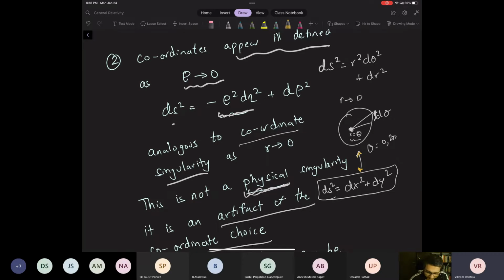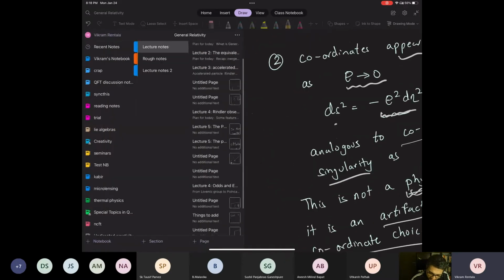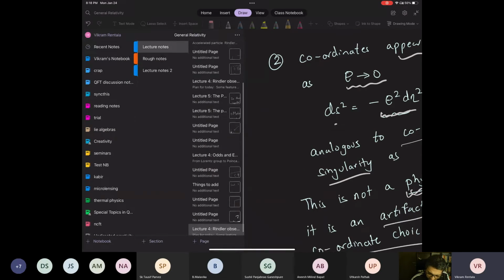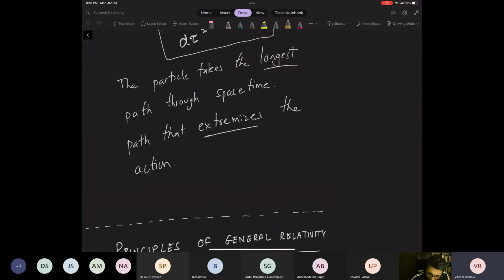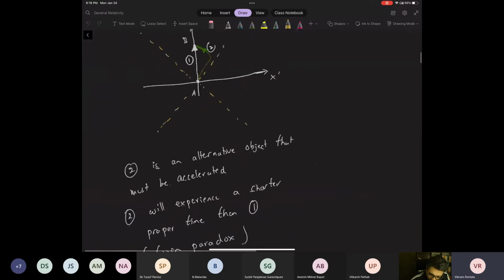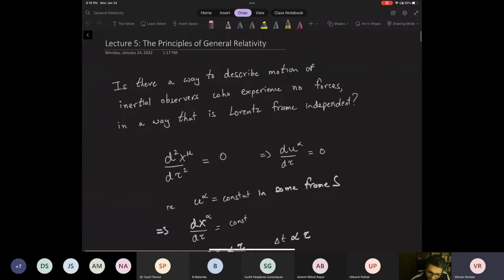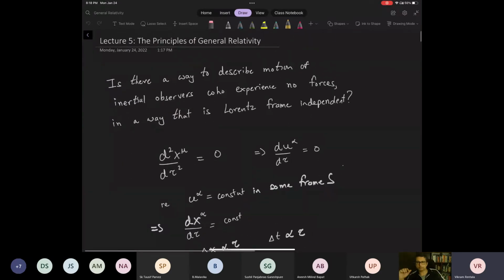Okay, if not, then let me just move to the next part. Okay, so what I'm just going to try to do before I actually get into the details of general relativity is I'll just tell you what we have learned and what principles of general relativity we can learn from this.